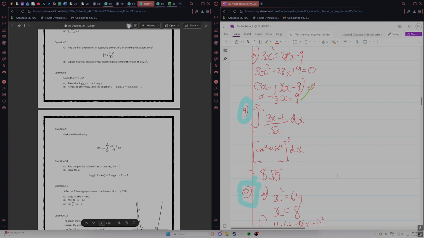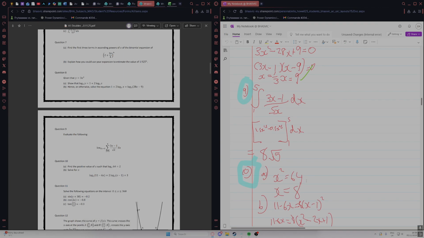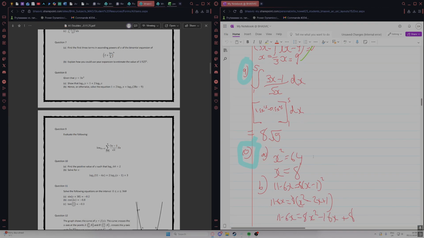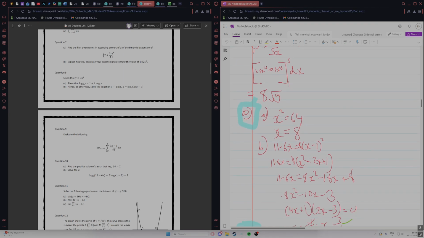Next question, A is just solving this simple equation. Use base answer power again. Base being x, answer is 2, and then 64 is the power, the power's 2. And it can't be negative because you can't put a negative value into a log.